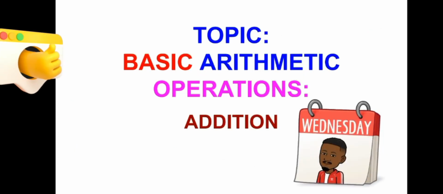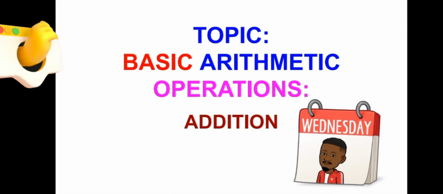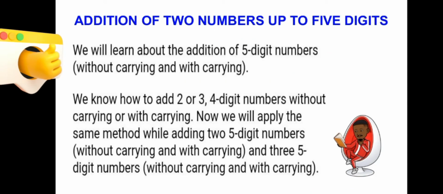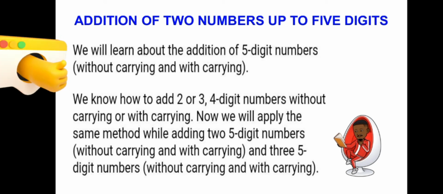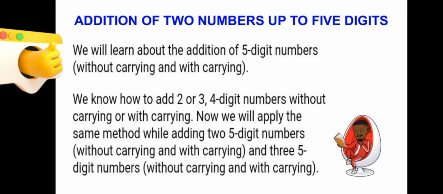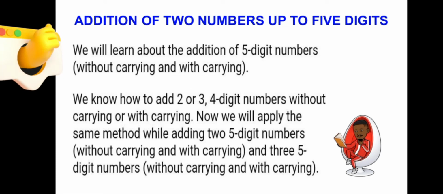Today we are going to be talking about one of the basic arithmetic operations, which is addition. We're going to be learning how to add two numbers that are up to 5 digits. We'll be learning about the addition of 5 digit numbers without carrying and with carrying.